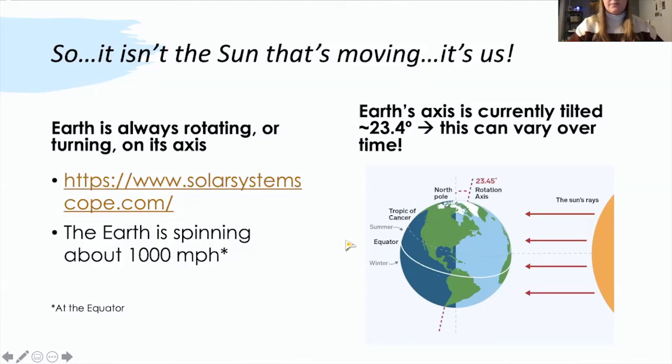Let's see if we can see it spinning. No. Anyway, it's cool to play around with, definitely useful. But the Earth spins on its axis, and that's how we experience day and night. So that is pretty cool.